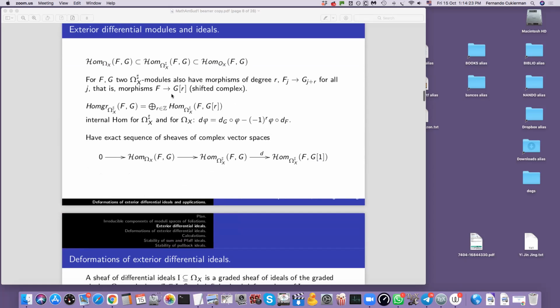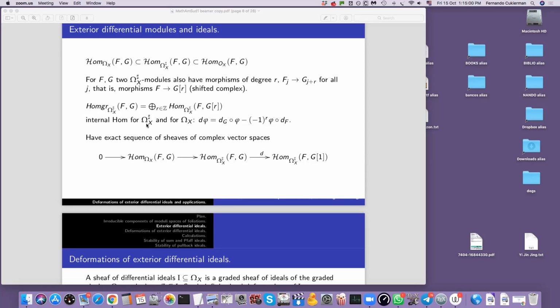We also can consider morphisms of higher degree R, so morphisms that increase the degree by R. This is the same as a morphism from F to GR, a morphism in the previous sense into the shifted complex. In this way, the collection of all the graded morphisms from F to G of different degrees is a complex.